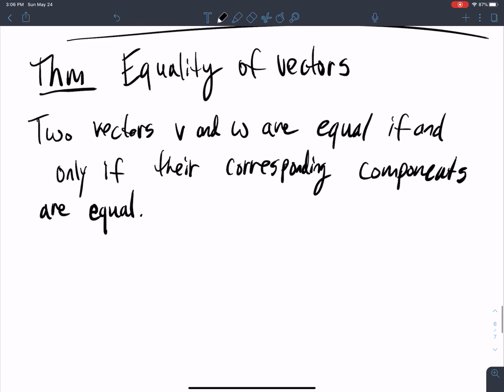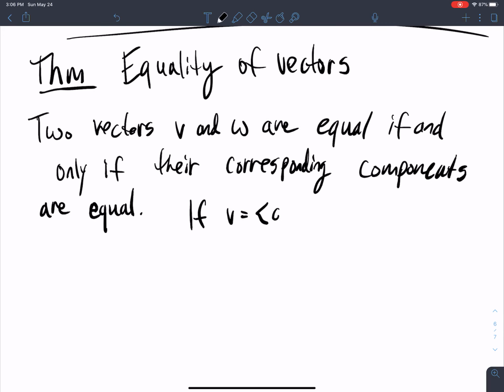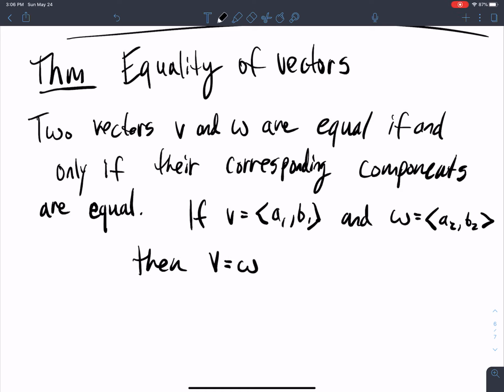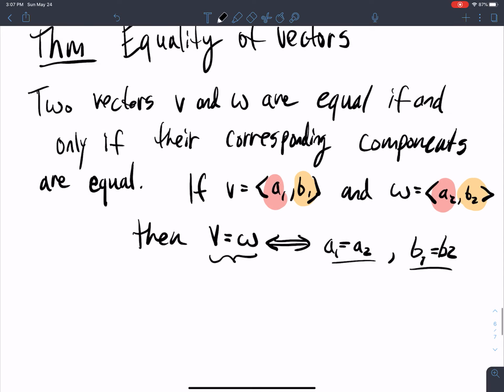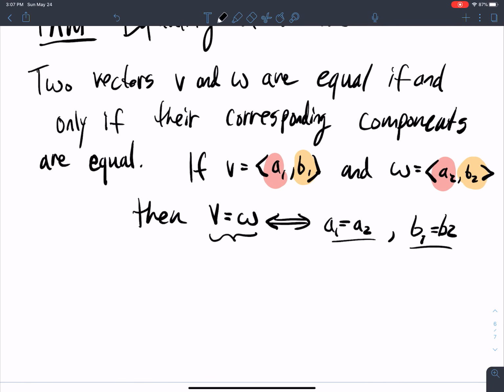Okay, what does that mean? If V equals A1, B1 and W equals A2, B2, then V equals W if and only if, that's what this double arrow means, the first component equals the first component here, so A1 equals A2, and then the second component, B1, is equal to this second component here, B2. Okay? So if that's true and this is true, then V is equal to W. Okay, so each component has to be the same.